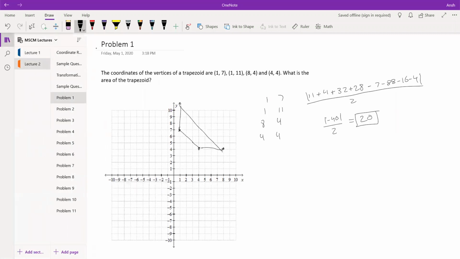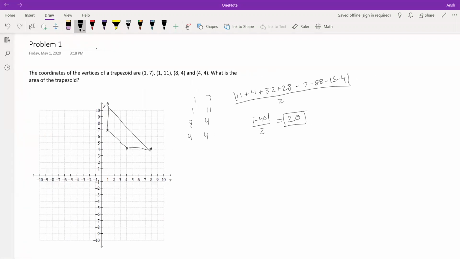And you can see doing it this way would be a lot faster than if we were to find that the two bases were of length 3 root 2 and 7 root 2, and then find what the height was and then plug in the formula.